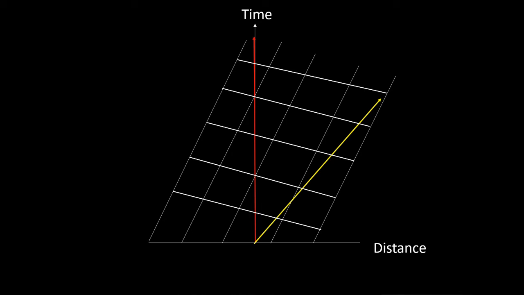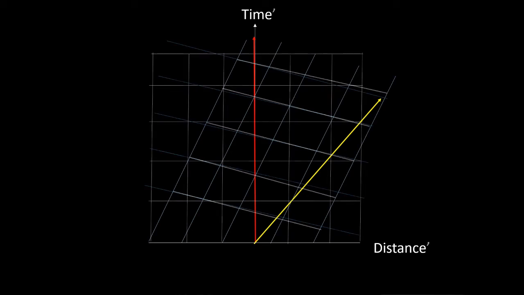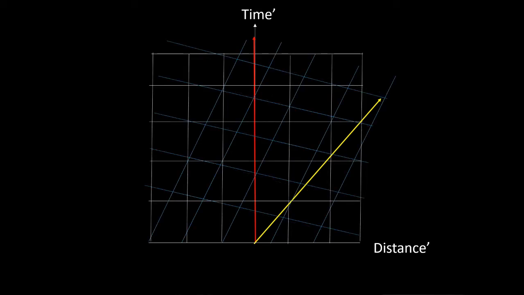We now compare our new axes to the original shifted ones in blue. And when we do this, we can see that both space and time now no longer line up in a one-to-one correspondence. And this is the origin for time dilation and length contraction that occurs in the theory of special relativity.